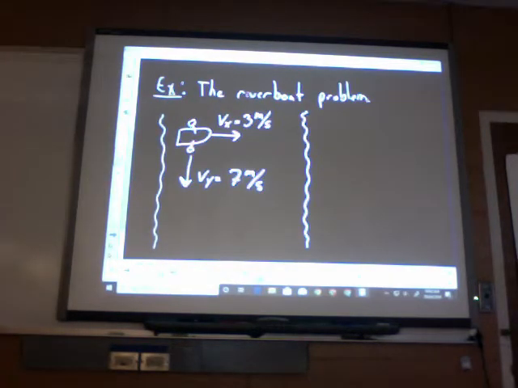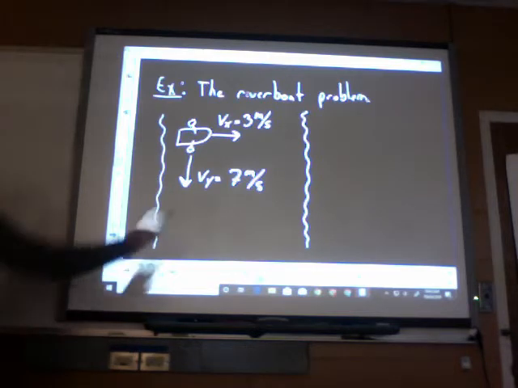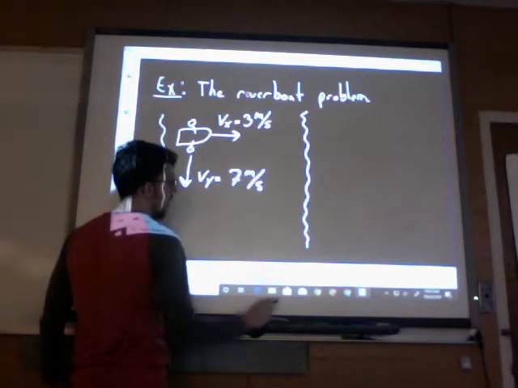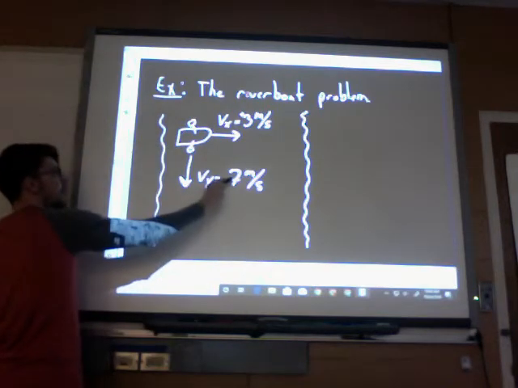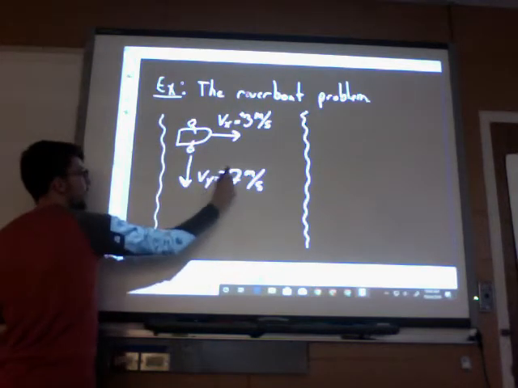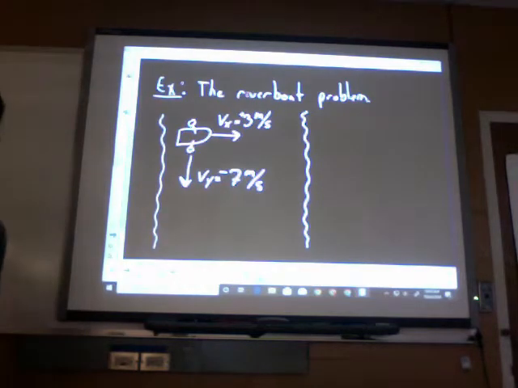We need to talk about our signs. So this is positive because it's to the right. What about the 7? What do you think that'll be? Negative because it's pointing down. Sometimes it matters, sometimes it doesn't, but we may as well talk about it there.